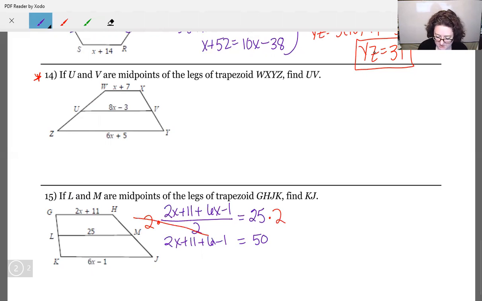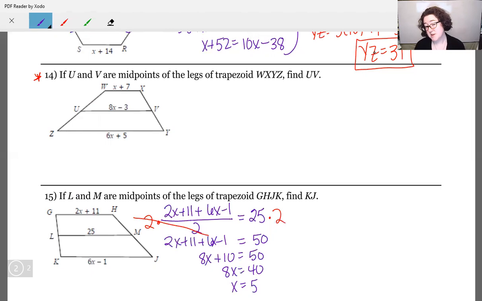Oops, I didn't copy down the x. There we go. So we have a 2x and a 6x, which add to 8x. We have positive 11 minus 1, so positive 10. So then subtract 10 from both sides gives me 8x equals 40. Therefore, I know that x is equal to 5.